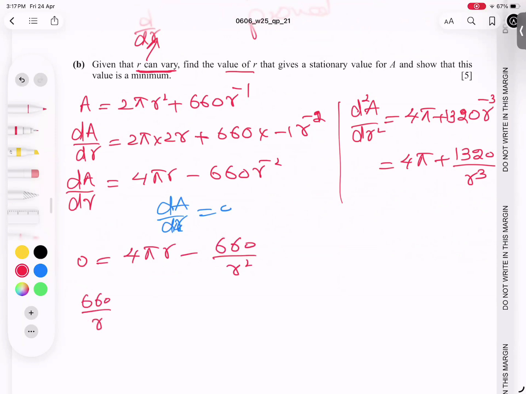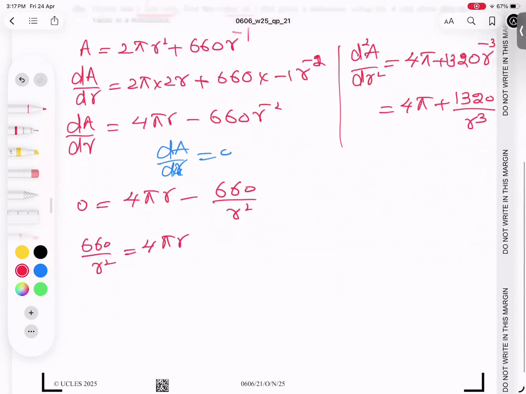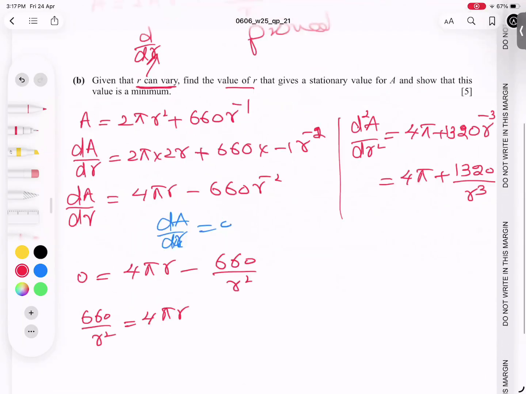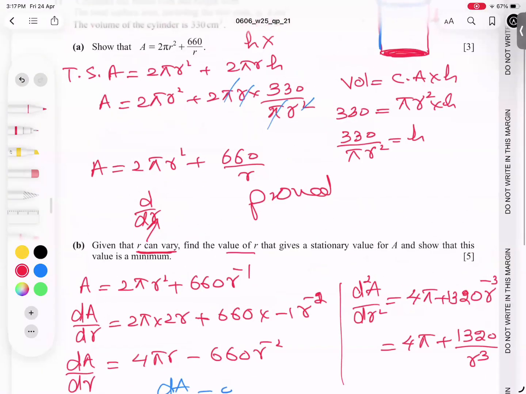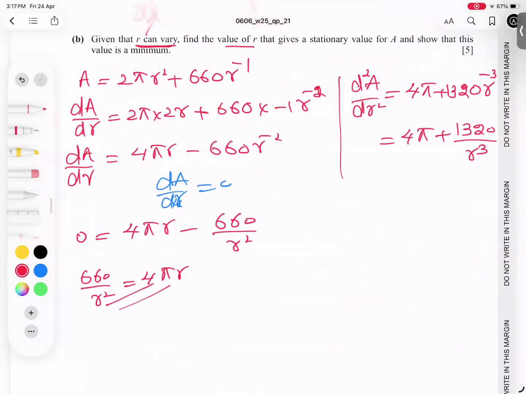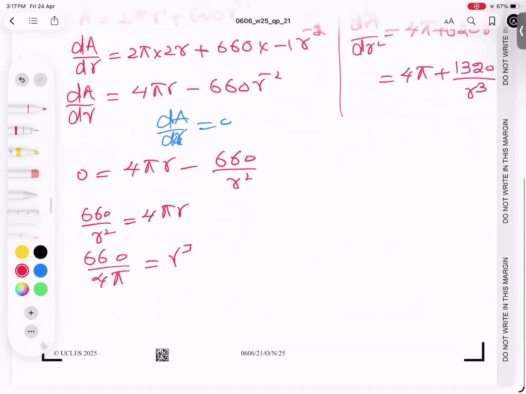660 over r square equal to 4 pi r. So what will I do, students? Wait a minute, let me check. Is there any pi there? No pi. Okay, so this r square goes there and this comes there. So 660 over 4 pi is equal to r cube. Now I'm going to find r, so the cube root of 660 divided by 4 pi.